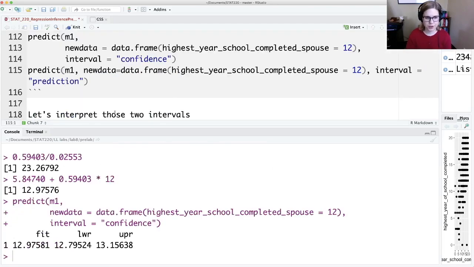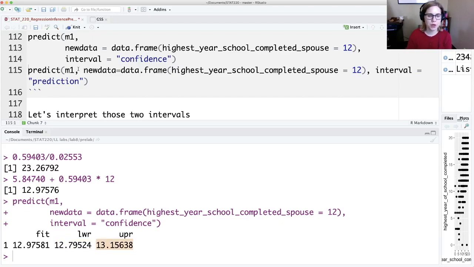So if I control enter here, it gives me 3 numbers. It gives me a fit. And the fit is just the point estimate. So that's the same number that we just computed before. There's a little bit of rounding difference because R, when it does the prediction, is using the full decimals, but it's basically the same, 12.97 something. So that's the point estimate. And then it gives us the lower end of the confidence interval and the upper end of the confidence interval.